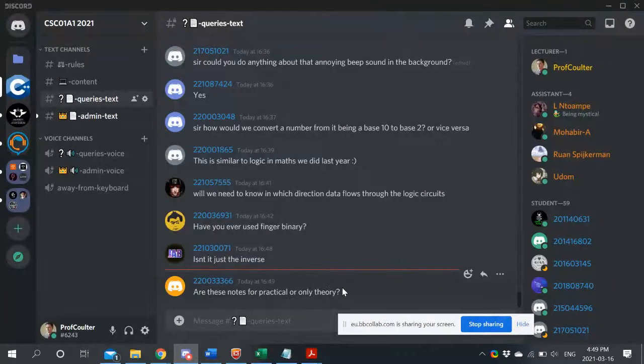Are the notes for the practical or only the theory? That's a good question. Your first test is a theory test, remember, and that's in less than a month now. But knowing the impact of representing numbers, how negative numbers are represented and how real numbers are represented has a very real impact on your programming, because some kinds of errors are introduced if you don't know how numbers are represented at the binary level.